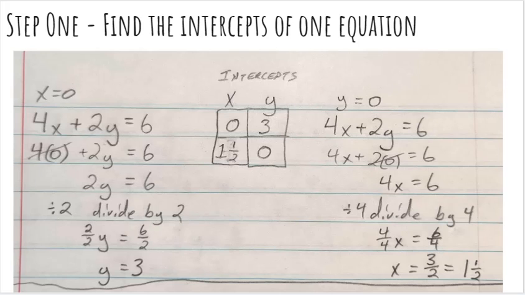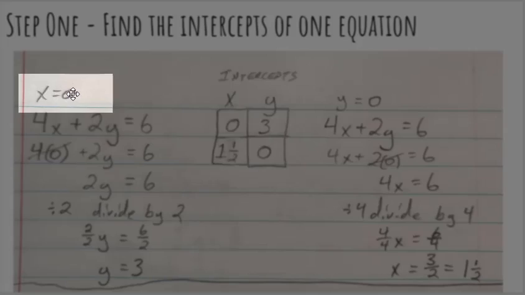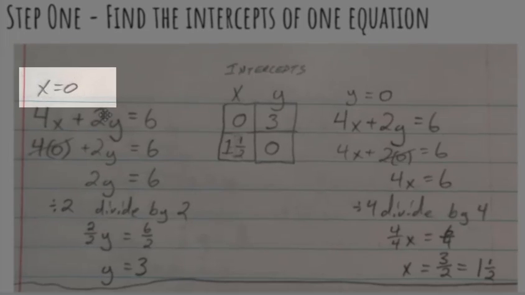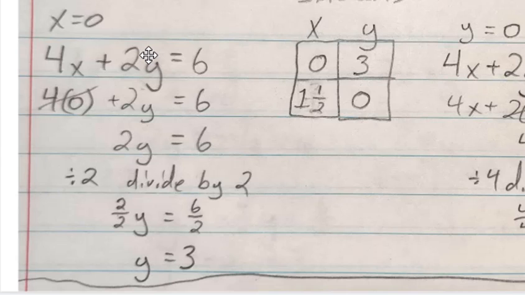Okay, so what we do to find those points is we substitute in 0 for x when we're looking for the y-intercept. So here's our first equation, 4x plus 2y equals 6. So what we do is we say, okay, what happens if x is 0? I put 0 in my table. I put x equals 0 up here to remind myself what I'm doing. And then I substitute in 0 for x.